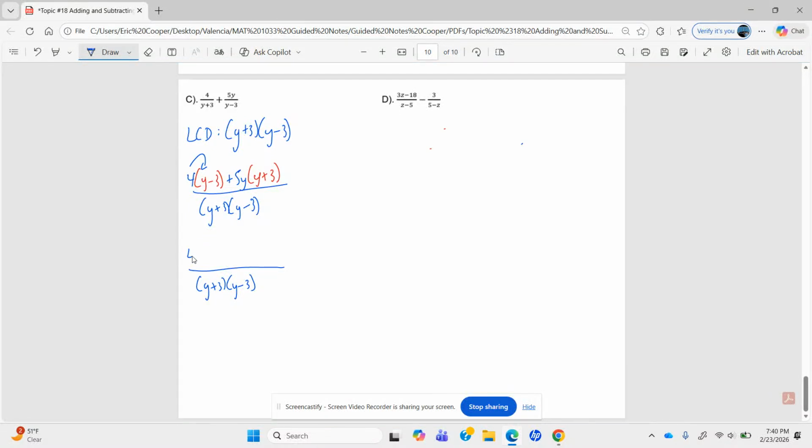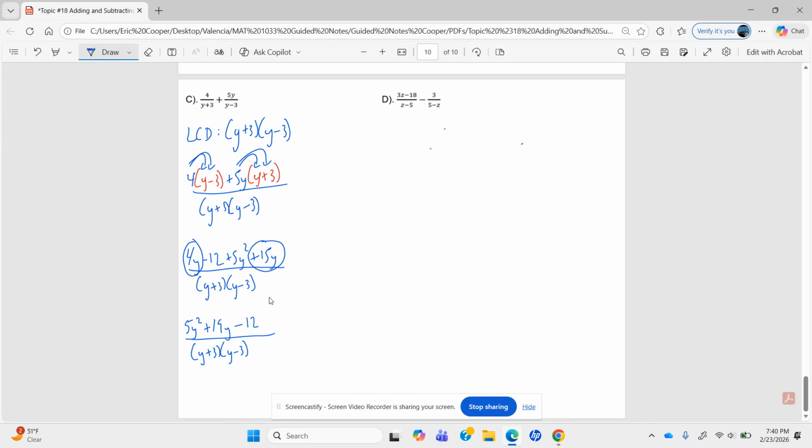4 times y gives me 4y. 4 times negative 3 is negative 12. 5y times y is 5y squared. And 5y times 3 is 15y. Looking to go through and rearrange this and put this in descending order while combining like terms. I have 5y squared, 4y, and 15y make 19y minus 12.